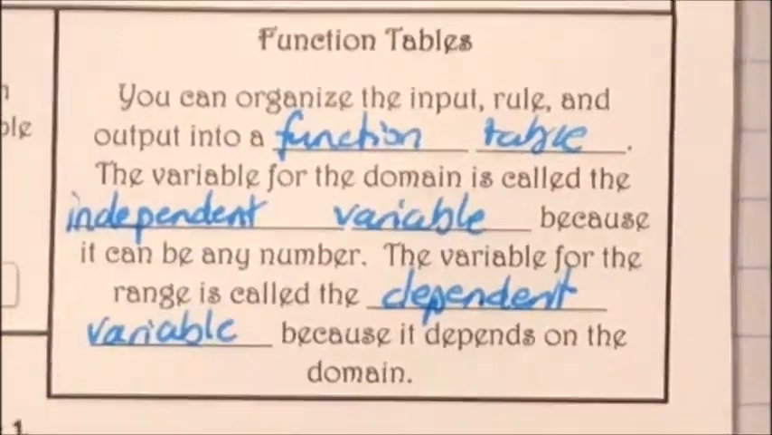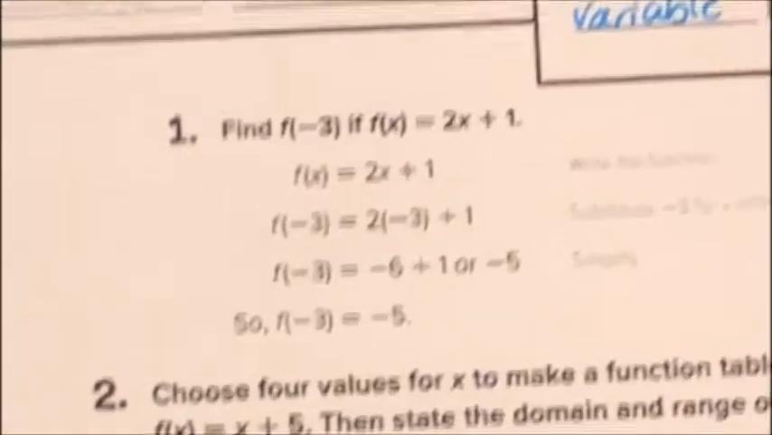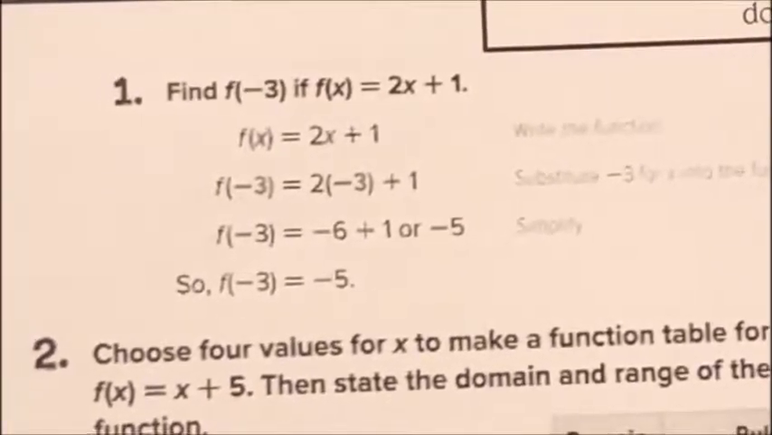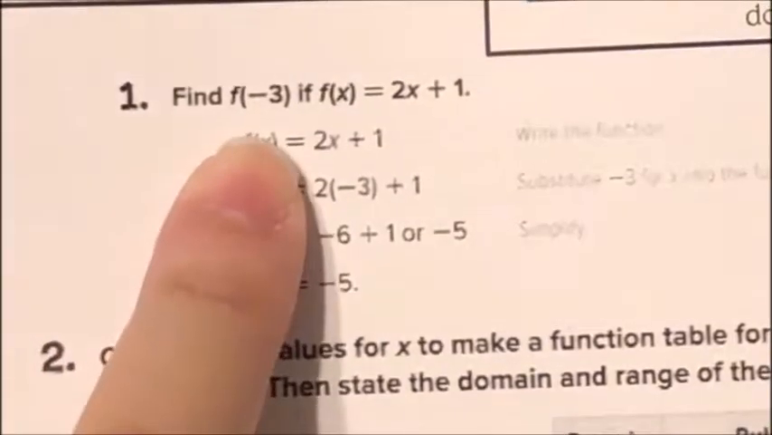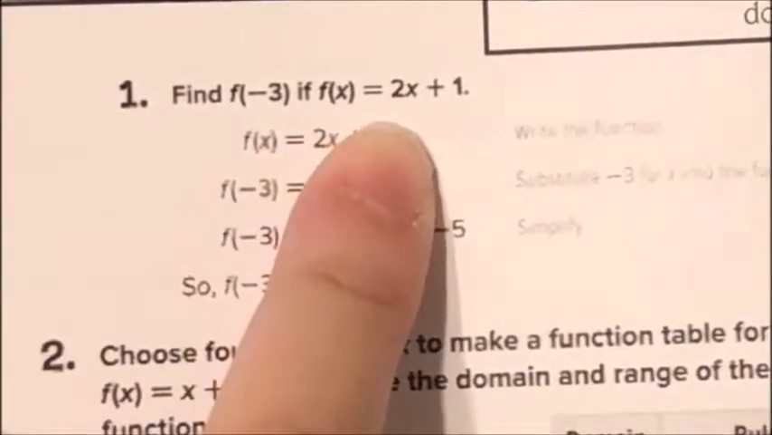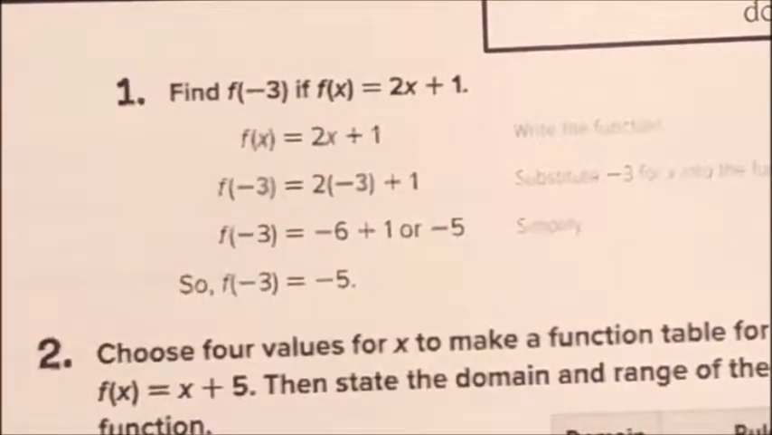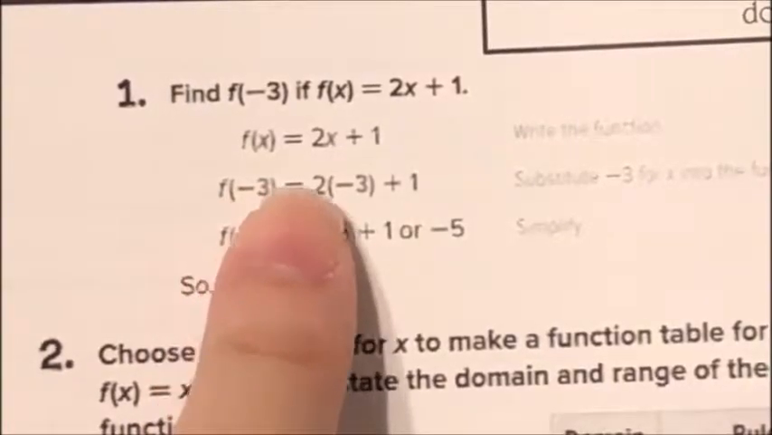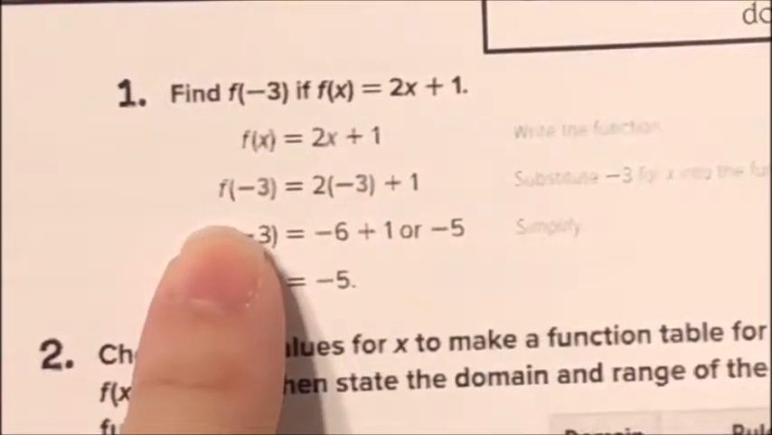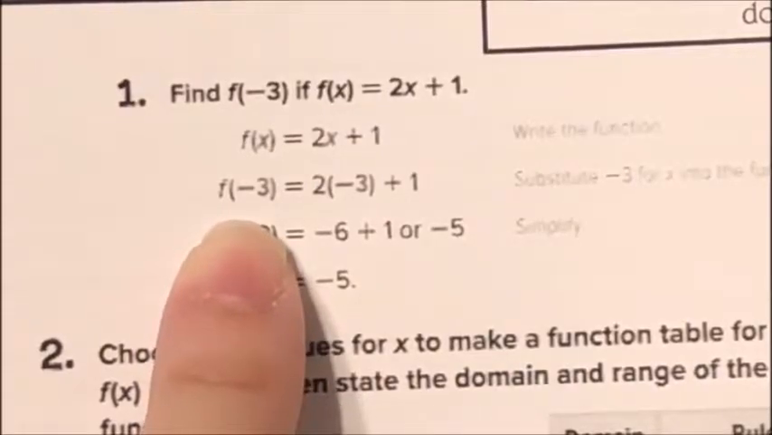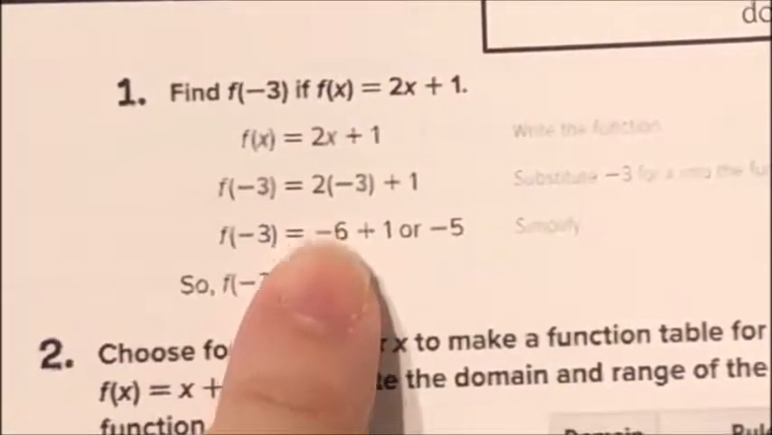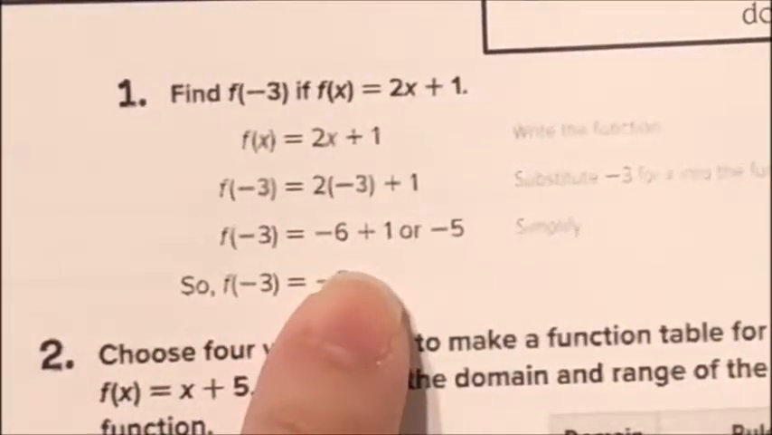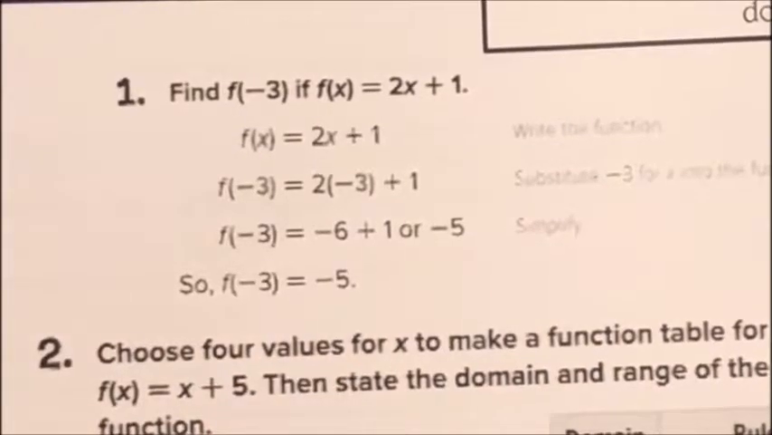So let's take a look at some examples. Example 1 says find f of -3 if f of x equals 2x plus 1. Basically all I'm doing here is taking the -3 and plugging it in for my x value. So f of x equals 2x plus 1, and I want f of -3, so I plug it in: 2 times -3 plus 1. 2 times -3 gives me -6, plus 1 equals -5.